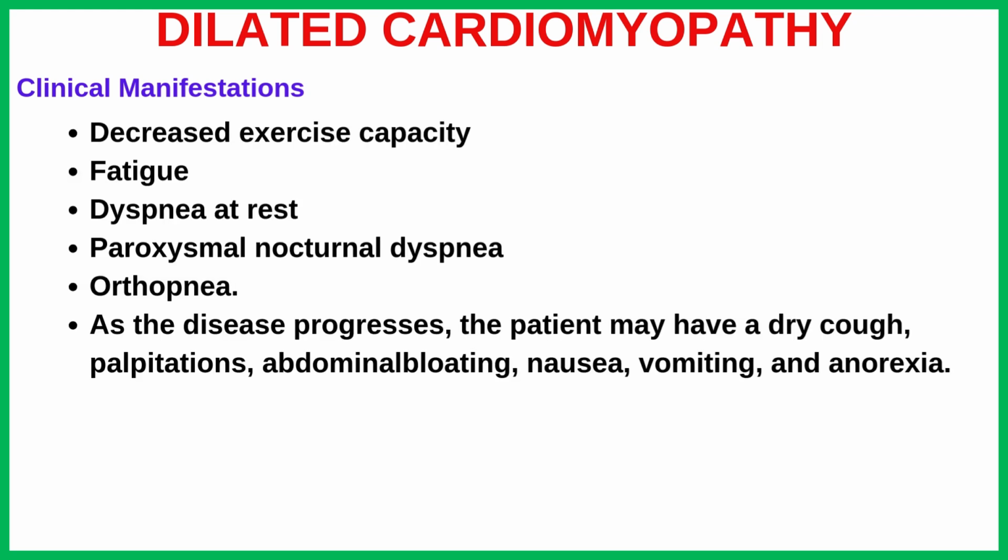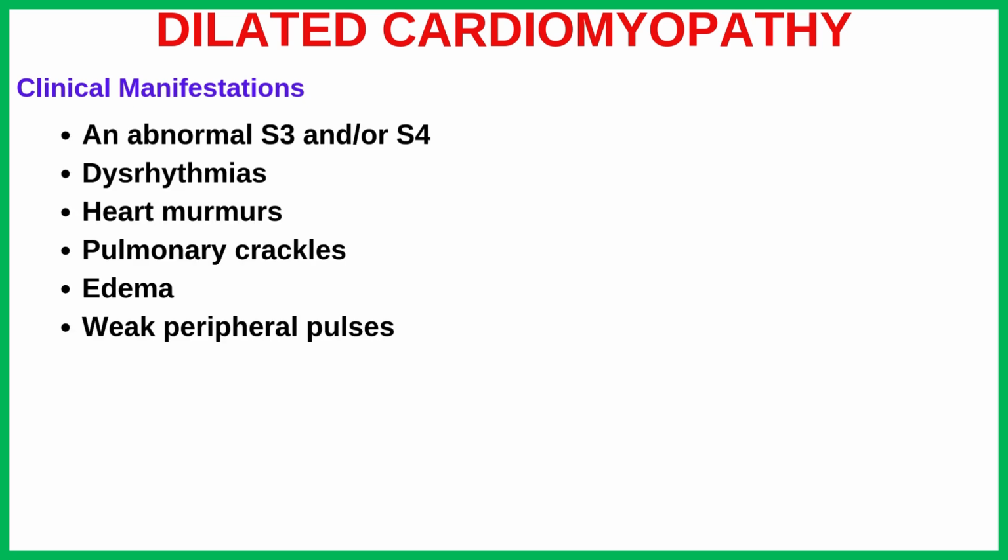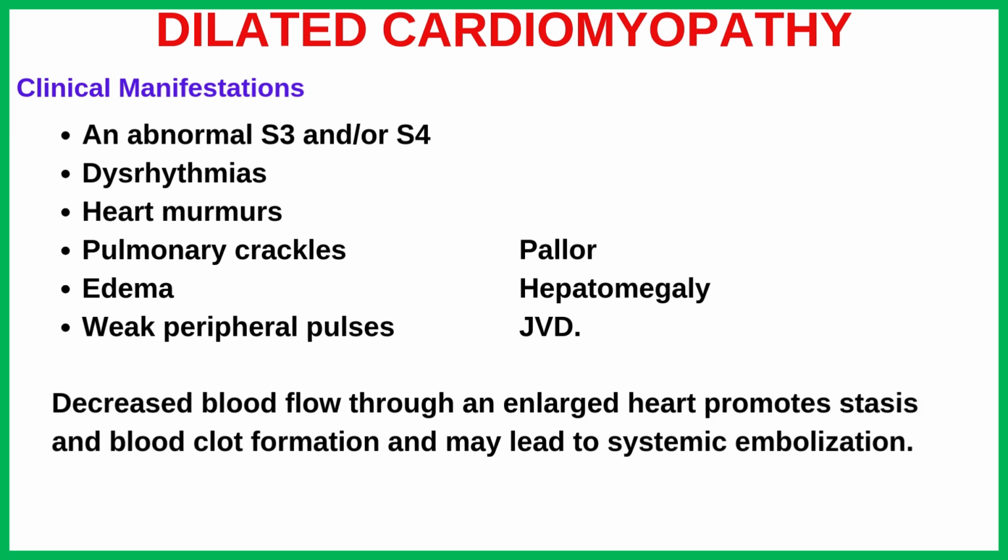Symptoms can include decreased exercise capacity, fatigue, dyspnea at rest, paroxysmal nocturnal dyspnea, orthopnea. As the disease progresses, the patient may have a dry cough, palpitation, abdominal bloating, nausea, vomiting, and anorexia. Signs, that means what we can observe, include an abnormal S3 and/or S4 sound, dysarrhythmias, heart murmurs, pulmonary crackles, edema, weak peripheral pulses, pallor, hepatomegaly, jugular vein distension. Decreased blood flow through an enlarged heart promotes stasis and blood clot formation and may lead to systemic embolization.